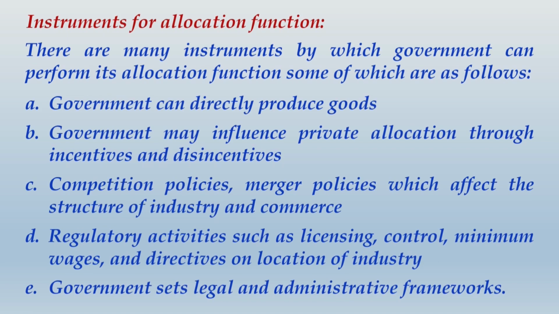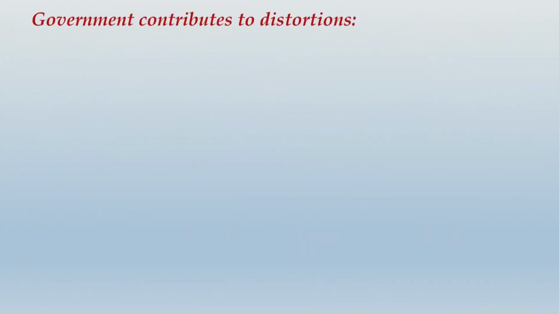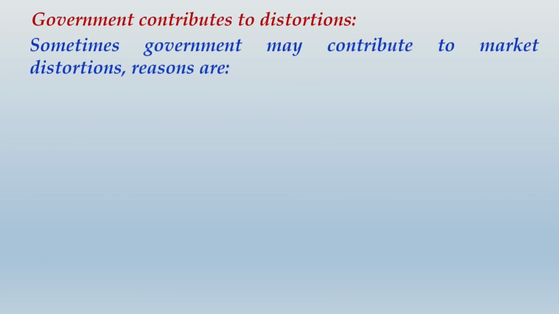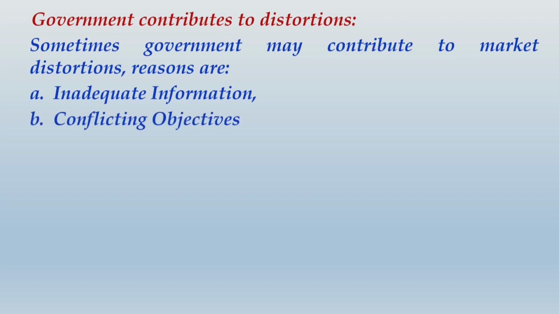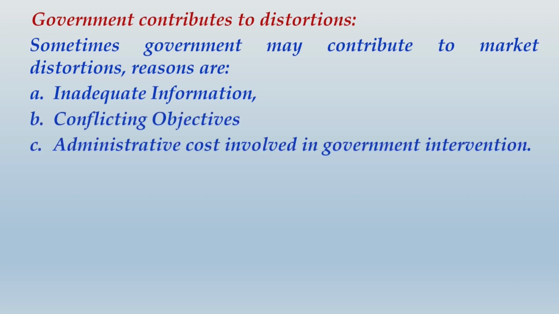Alright friends, I'm sure you have finished writing this whole thing. Let us move ahead and continue writing further. Government contributes to distortions. Sometimes government may contribute to market distortions. Reasons are inadequate information, conflicting objectives, administrative costs in government intervention.